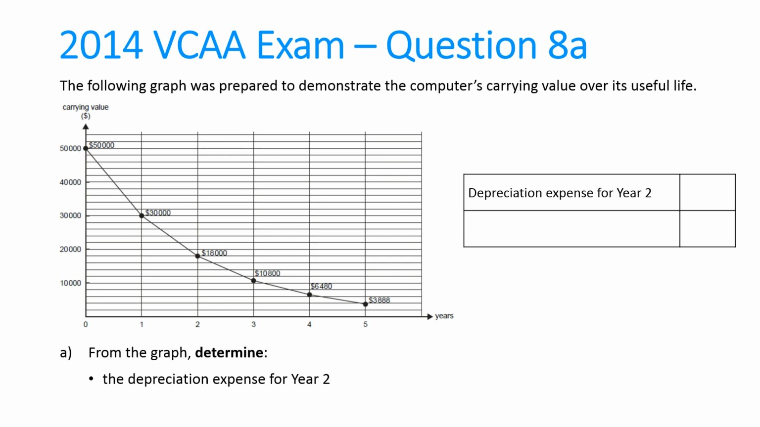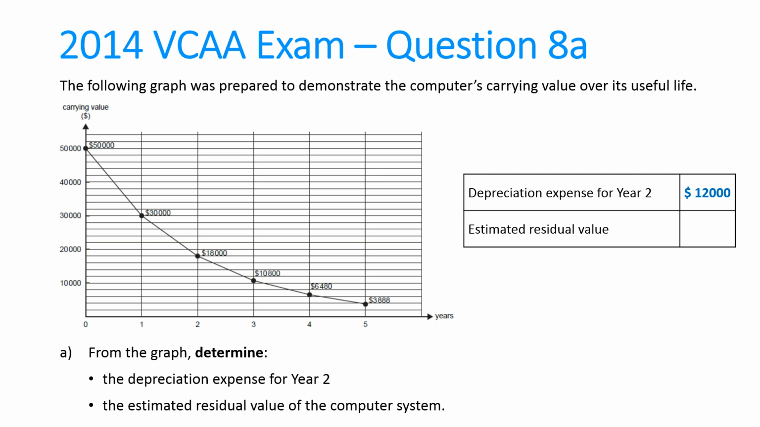So the first question you were asked was, from the graph, determine the depreciation expense for year 2. This actually seems more difficult than it is. All we've got to do is look at what the carrying value was at the start of the year, for that year being year 2. At the beginning of the year it had a carrying value of 30,000, and at the end it had a carrying value of 18,000, so that must mean it was depreciated a total of $12,000.